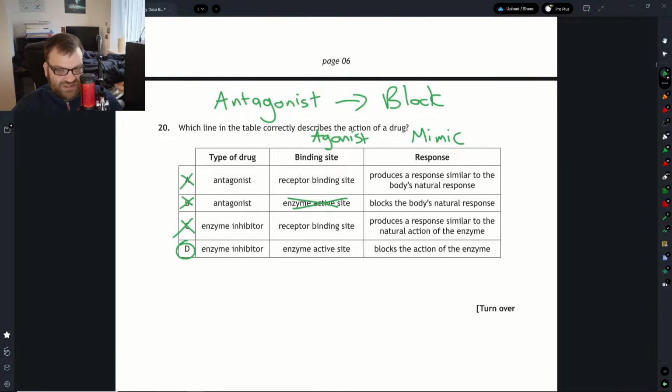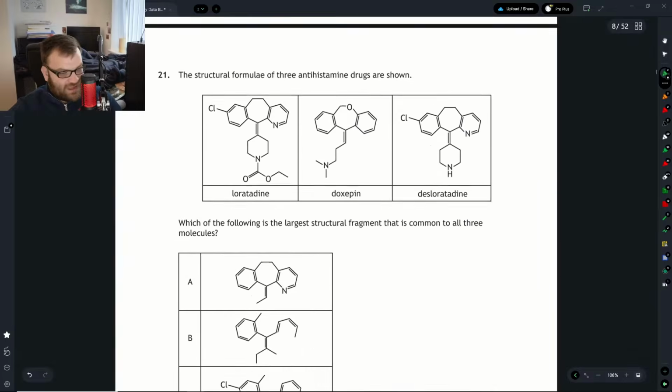For any biologists, this would be talking about competitive inhibitors versus non-competitive inhibitors, and this one would be blocking the active site, so it would be a competitive inhibitor.